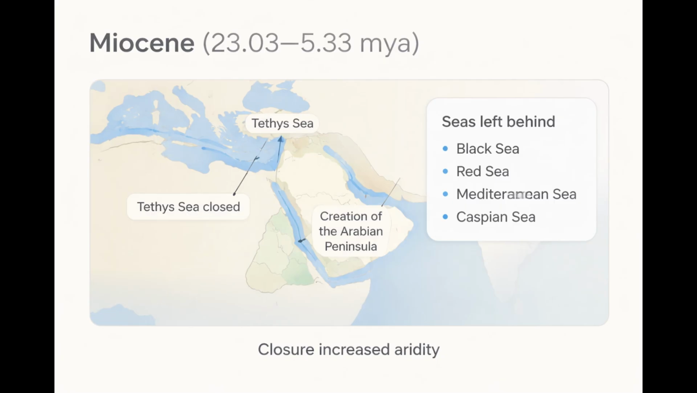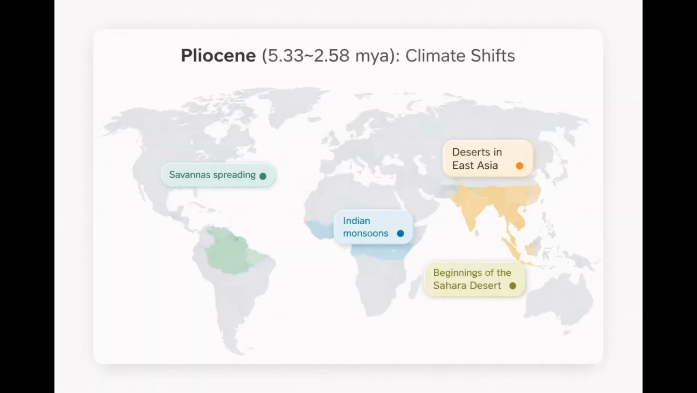A key climatic consequence mentioned is increased aridity, generally drier conditions, because changing seaways can alter moisture transport and ocean circulation patterns. The Pliocene is described as a time of climatic changes that brought expanding savannas across the world. The material also highlights the development or strengthening of Indian monsoons, deserts forming in East Asia, and the beginnings of the Sahara Desert. These are big reorganizations of climate zones, and they reshape where forests, grasslands, and deserts exist, directly affecting which animals and plants can thrive.